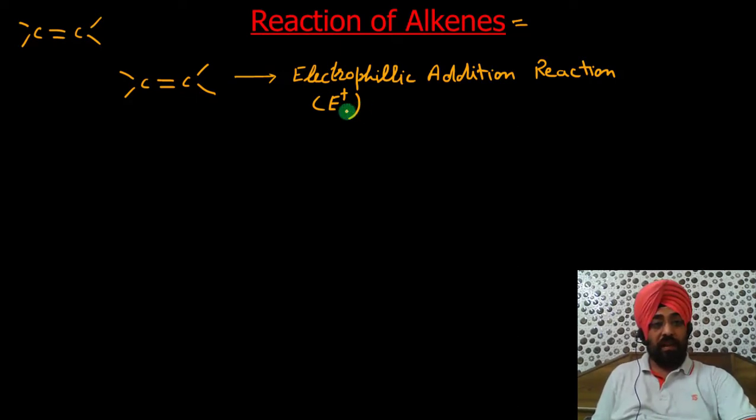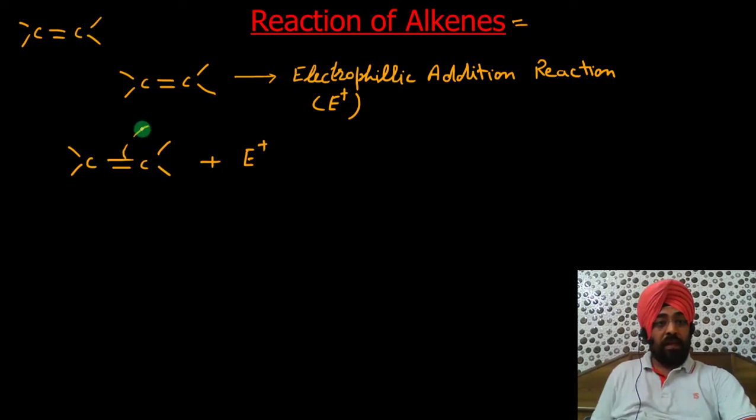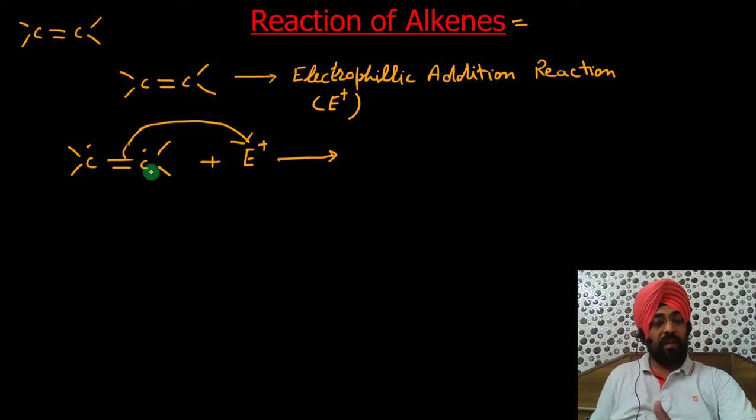Now let us see how they can react. Electrophiles can react with alkenes. Suppose we have this alkene and we attack it with some electrophile. Now what can happen? This alkene can give its electrons to the electrophile, and this electrophile can add to either this carbon or this carbon. We will discuss this with examples. Let us suppose the electrophile adds to this carbon.